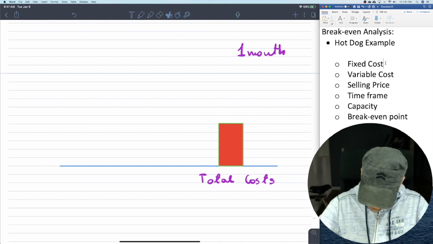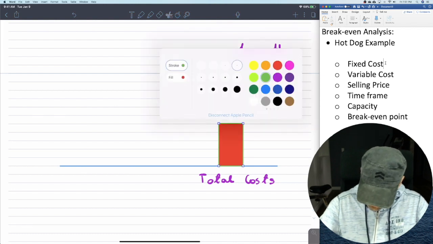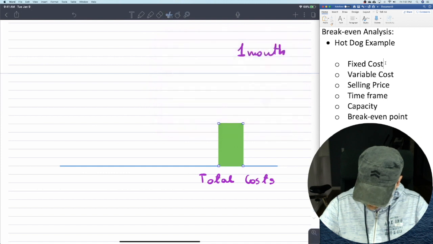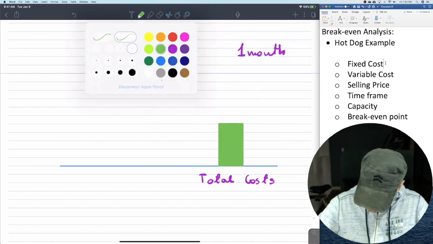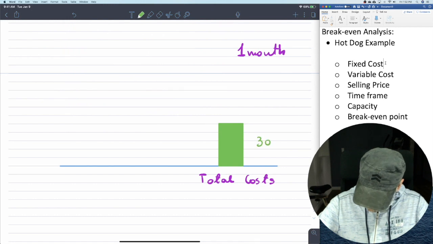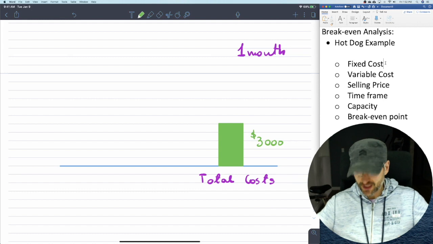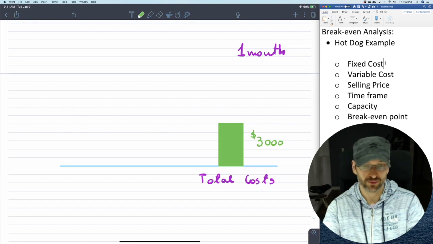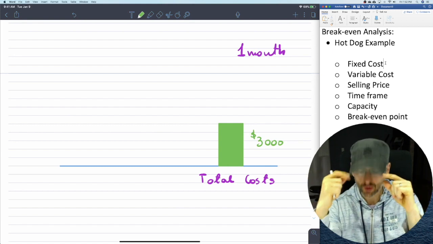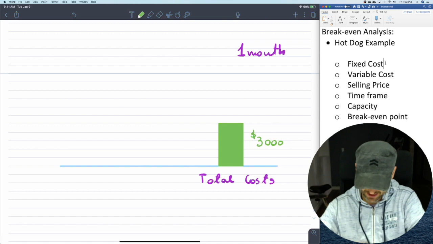Okay, so let me do the fill. That was my fixed cost, and fixed cost was $3,000. Notice, if you don't sell anything, you're going to have to pay that fixed cost of $3,000 from somewhere. You're probably going to have to borrow it, or maybe you had money coming into the business.